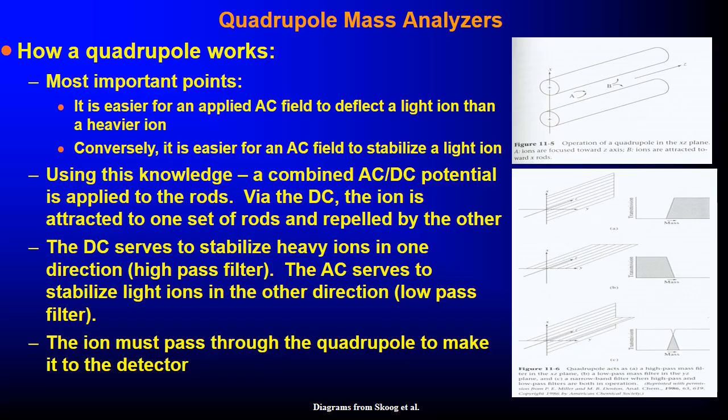Using this knowledge, a combined alternating current and direct current potential is applied to the rods. The ion is attracted to one set of rods and repelled by the other. The direct current serves to stabilize heavy ions in one direction. The alternating current serves to stabilize light ions in the other direction. The ion must pass through the quadrupole to make it to the detector.